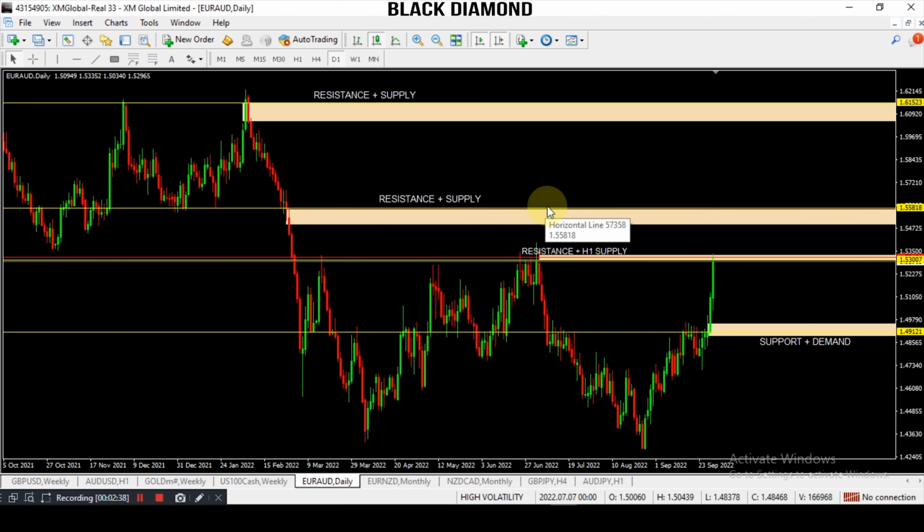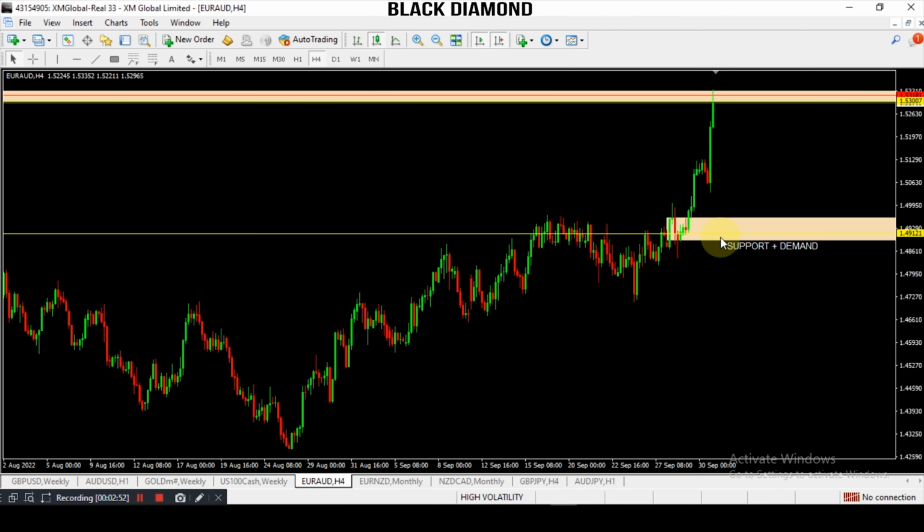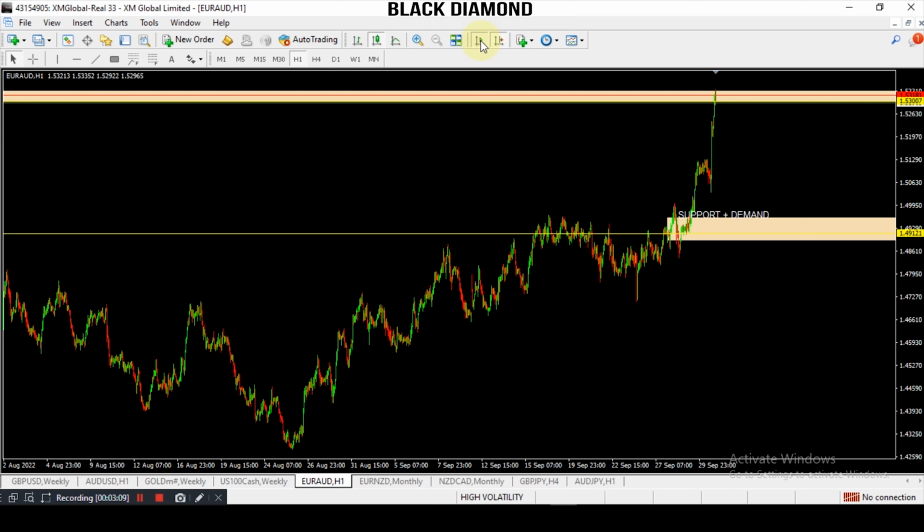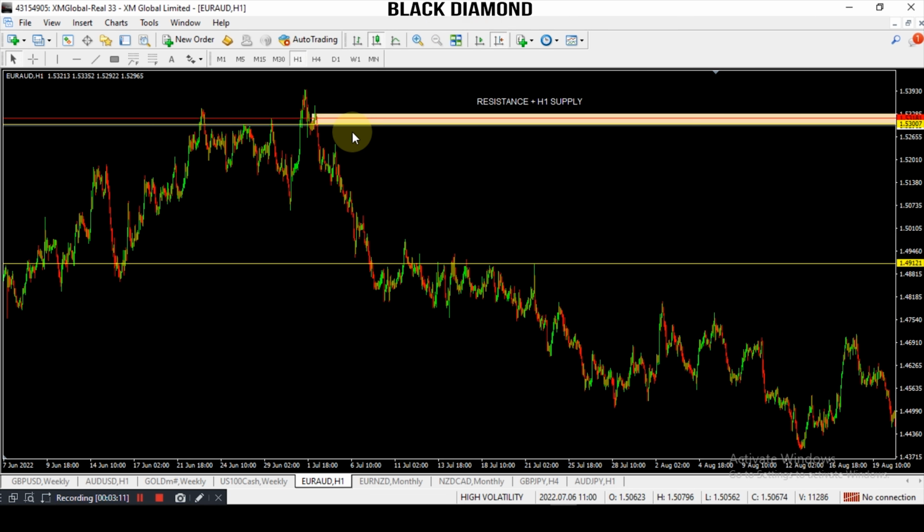From here maybe we expect the market to sell off and give us some cool drops. But in the case that it doesn't do that, it might be coming to this level again of resistance plus supply. Then going down to the H4 time frame, we can see clearly this support and demand area over there. And going down to the H1 time frame, that's where we have our H1 supply over here, and we've also got our resistance over there.